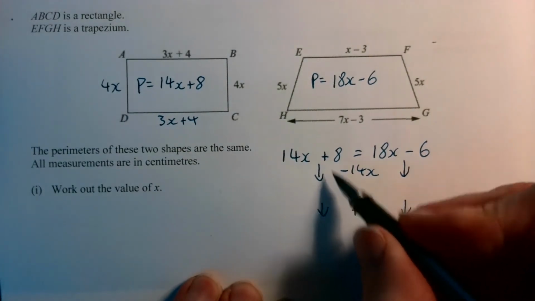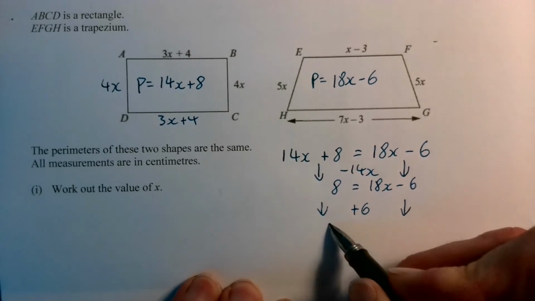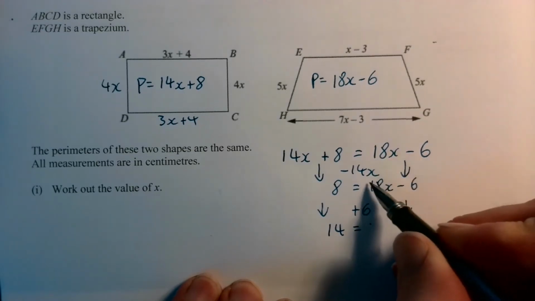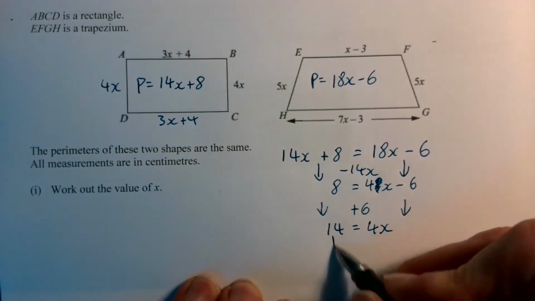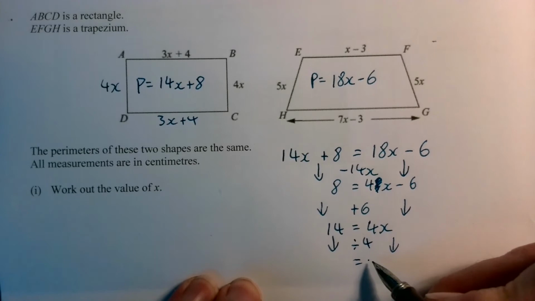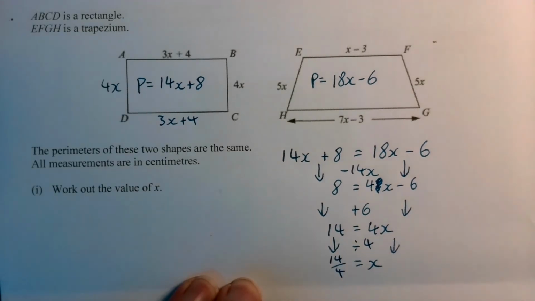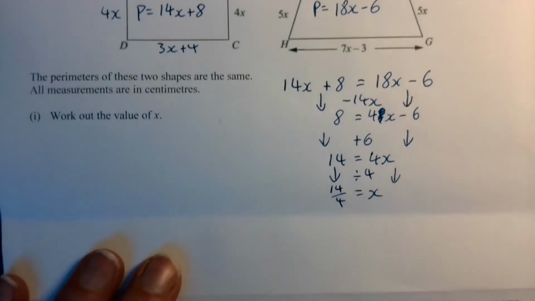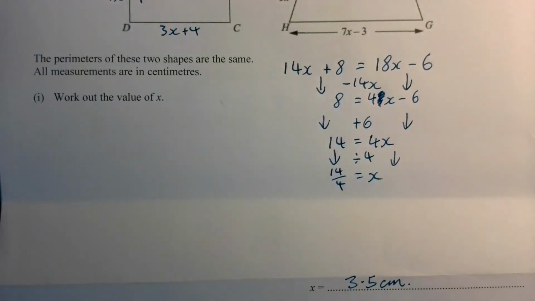That's going to give me, when I take 14x, 8 equals 18x take 6. Add 6 gives me 14 is going to equal 4x, isn't it? 18 take 14. So 4x is equal to 14. Then, as I'm sure you know, you divide 14 by 4, and you get 3.5. That is actually correct, 3.5 centimeters, because 3.5 fours make 14.